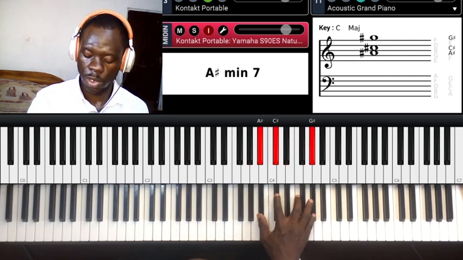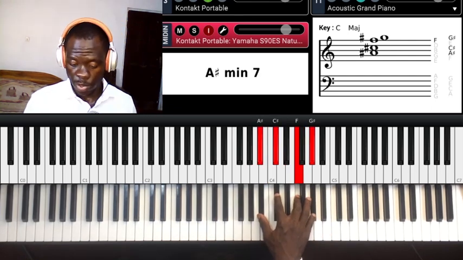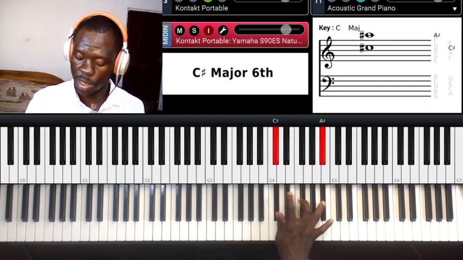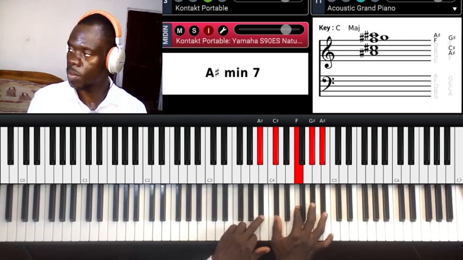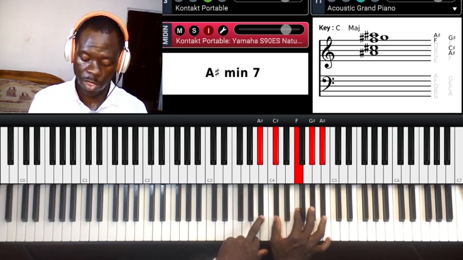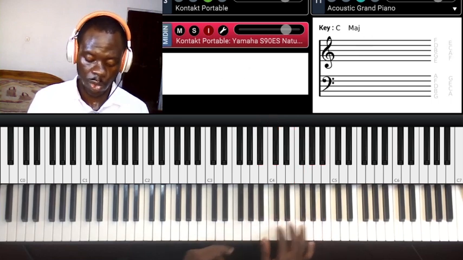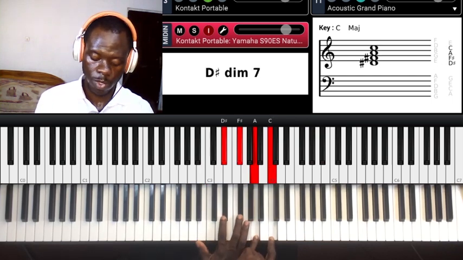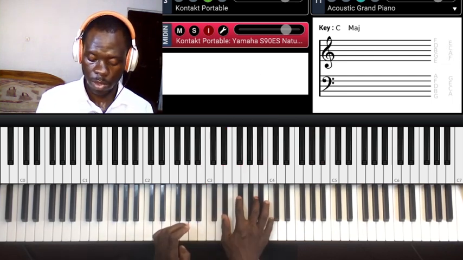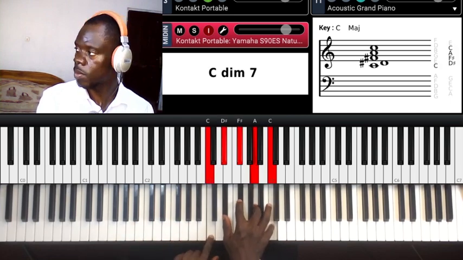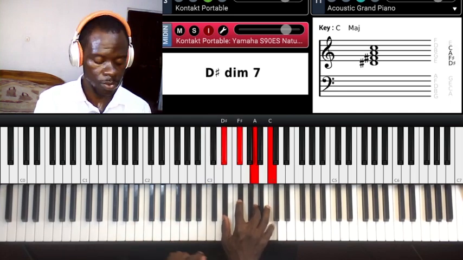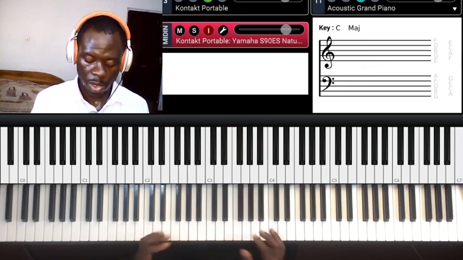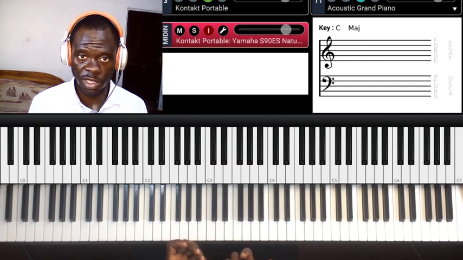Then the 6th chord, we move the 6th here, like this. Alright, so with the 7, this C will move here. Okay, so now that was the first inversion.